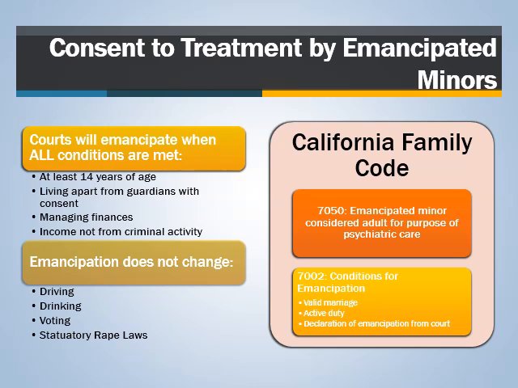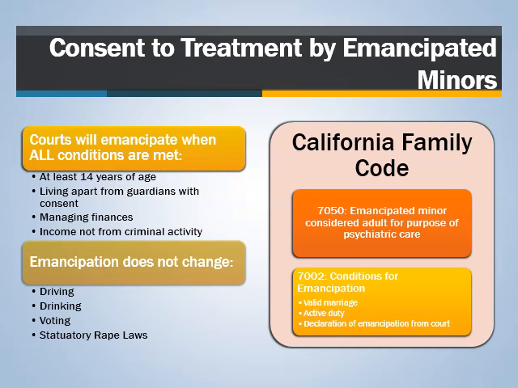Consent to treatment by emancipated minors. First of all, an emancipated minor is considered an adult for the purpose of health care and can do things without parental consent. There are three situations for emancipation: marrying legally, enlisting in the military, or court declaration.